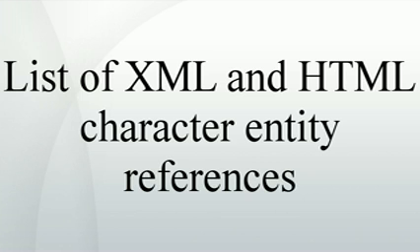The table below lists the 5 XML predefined entities. The name column mentions the entity's name. The character column shows the character. To render the character, the format &name; is used. For example, &amp; renders as &.